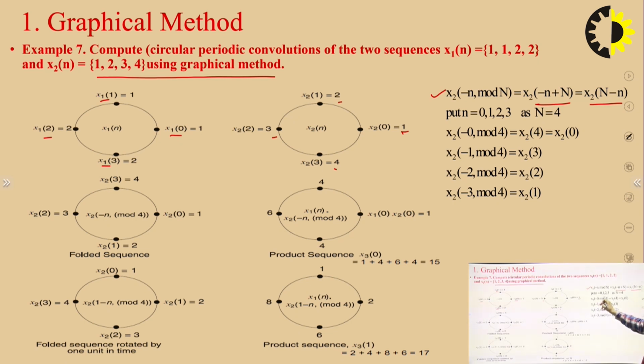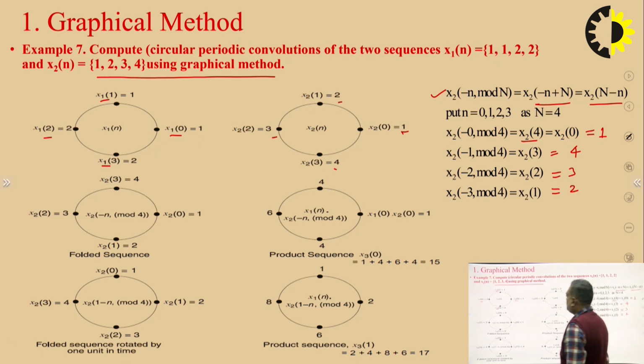So you will write x2[(-0) mod 4]. This value becomes x2[4 - 0], that is x2[4]. And x2[4], because the sequence is periodic, so x2[0], x2[1], x2[2], x2[3] and x2[4] is again 1. So that becomes x2[0] equals 1. Then x2[-1] is nothing but x2[3], and what is the value of x2[3]? That is equal to 4. And x2[-2] mod 4 or x2[2], you can see here x2[2] becomes 3, and similarly x2[1] becomes 2.